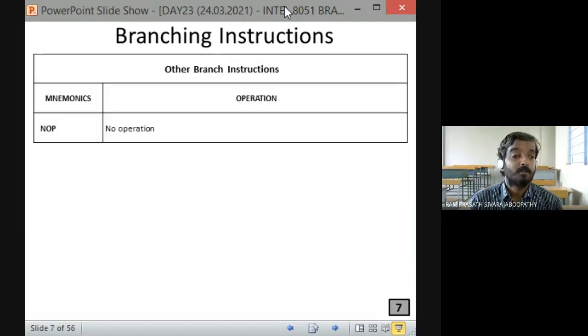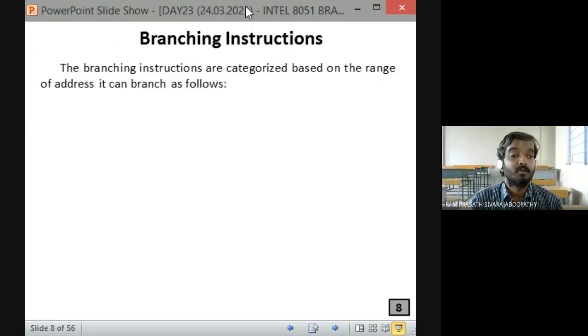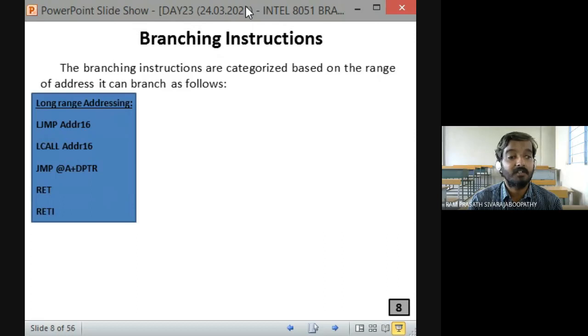Okay. So first, one more instruction we are having. It is not categorized under any addressing range. Okay, it is the no operation instruction. Fine. So in the branch instruction we are having long addressing instruction.